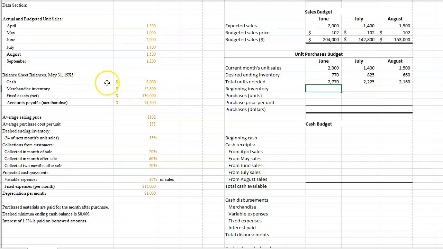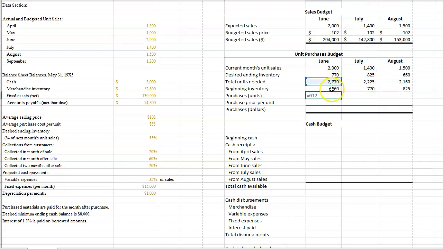Keep in mind that the end of May is the beginning of June. So technically, for the month of June, I had $52,800 in merchandise, and that is for a $55 purchase price per unit, which means that my beginning inventory is 960 units for June. For July, my end of June is the beginning for July. And then for August, my beginning of August is my ending for July. So beginning of June, ending of June, beginning of July, ending of July, beginning of August.